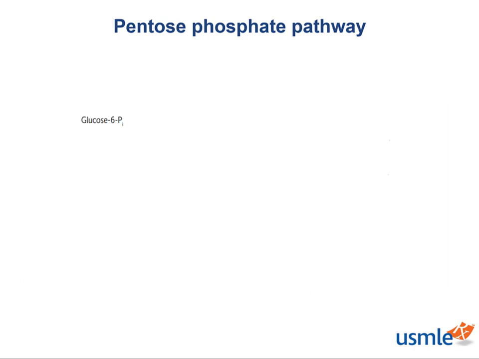As a disclaimer, the previous slide was a big overview and it has a different intermediate listed, so don't get too obsessed with that. Focus on the high yield points here. So in the pentose phosphate pathway, glucose 6-phosphate is converted to 6-phosphogluconate by the rate-limiting enzyme glucose 6-phosphate dehydrogenase. And in that process, an NADPH is formed.